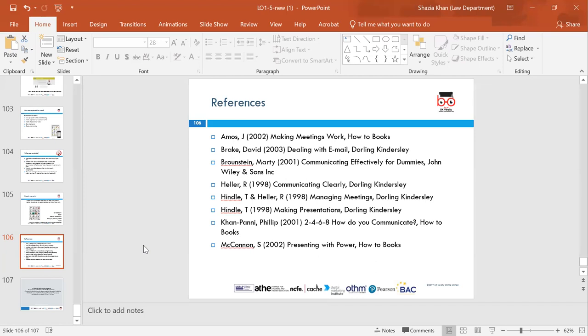assignment. The next session we have will be the assignment discussion. We'll be looking at the different tasks that are needed in regards to the learning outcomes to complete the Communication Skills for Health and Social Care Management assignment.